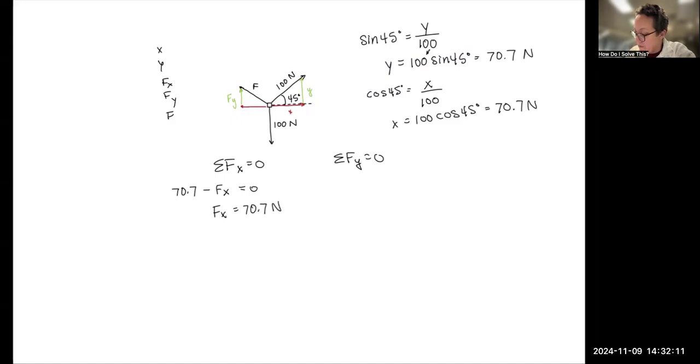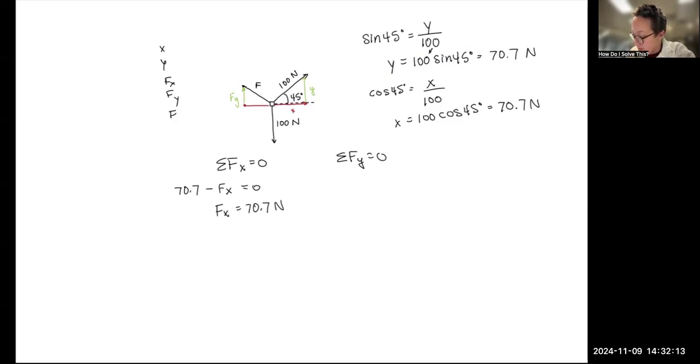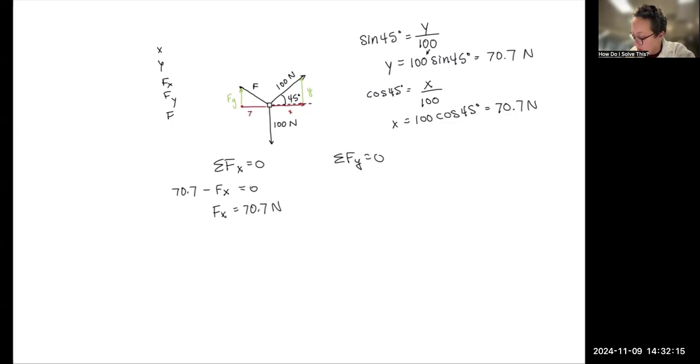By the way, if you ever solve one of these problems and you get a negative there at the end, what that means is that you made an assumption about what direction the force should be in, and it was wrong. So it's just the opposite. So if I had gotten negative 70.7 here, it would tell me that this force needs to be to the right. But I didn't, so it doesn't.